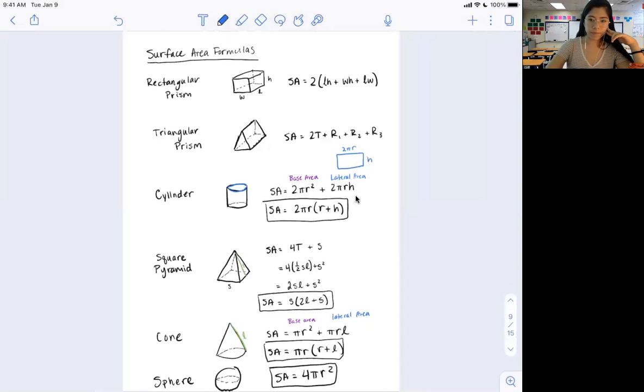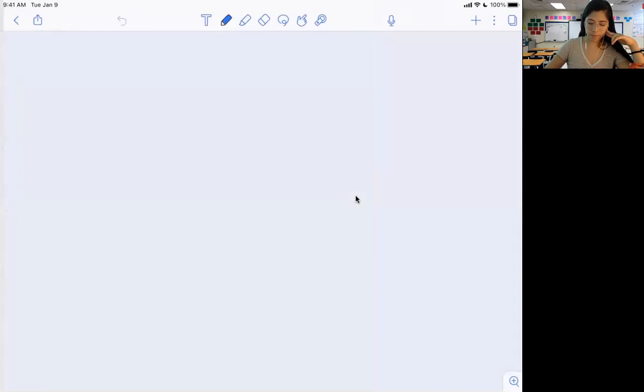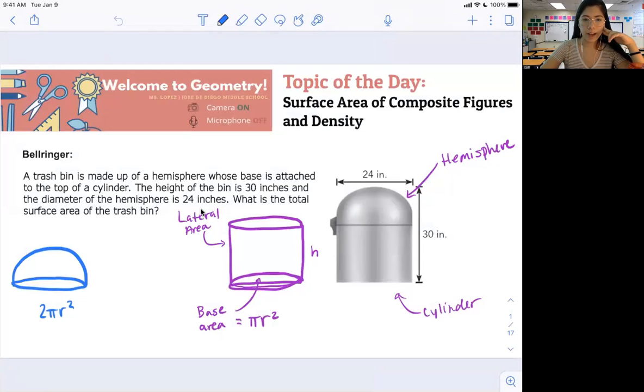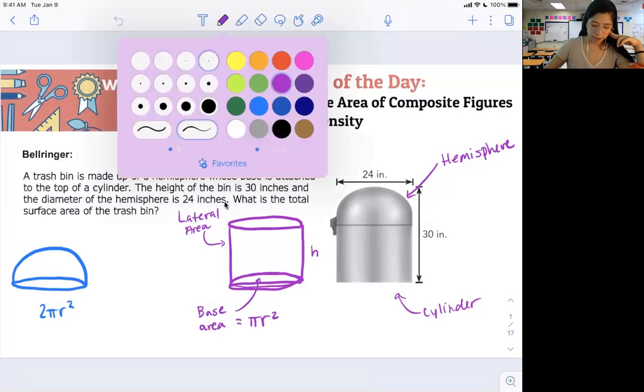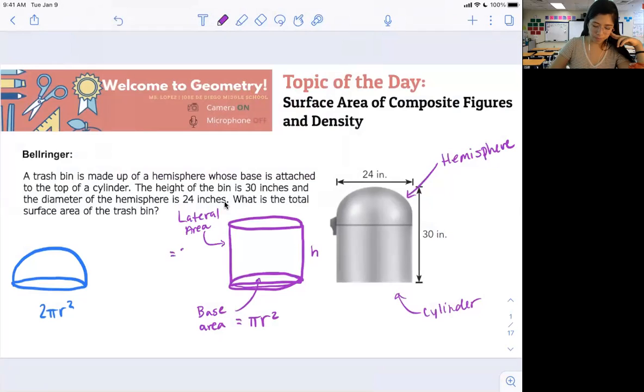Okay. So back to here. The lateral area is going to be 2 pi RH. So altogether, we have 2 pi r squared plus pi r squared plus 2 pi r h. Does anyone have any questions on that?